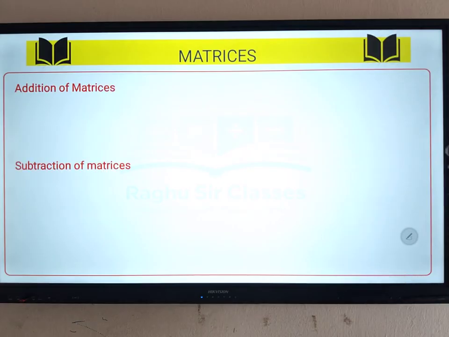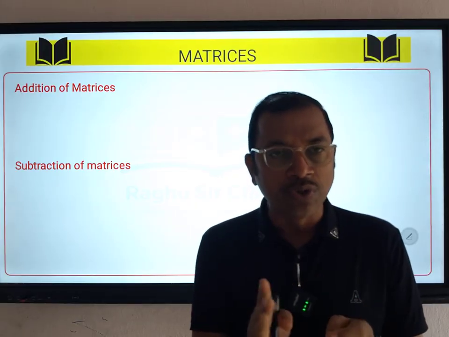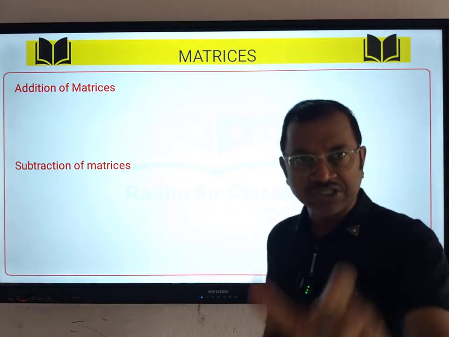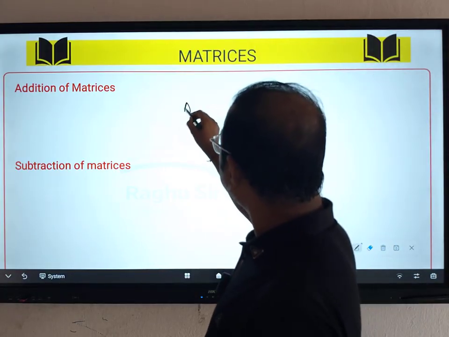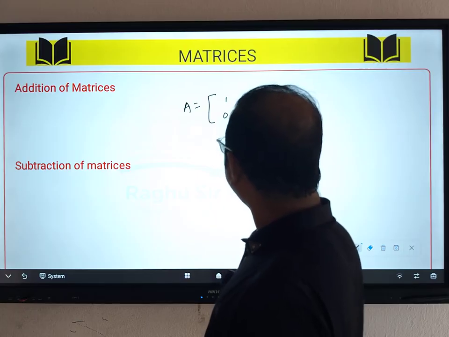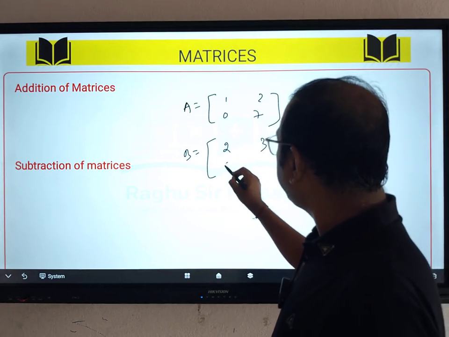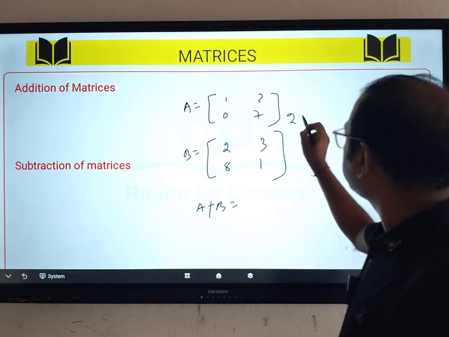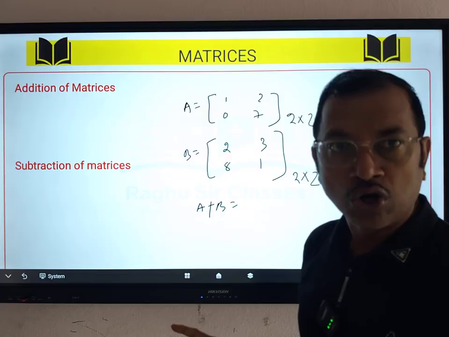Next, addition of matrices, very important. Remember, two matrices can be added only if they have the same order. If the order is different, we can't add. Suppose A is a matrix given as 1, 2, 0, 7. B is another matrix given as 2, 3, 8, 1. If we add A plus B, we can add because its order is 2 by 2 and the other's order is also 2 by 2, same order. Otherwise you can't add.